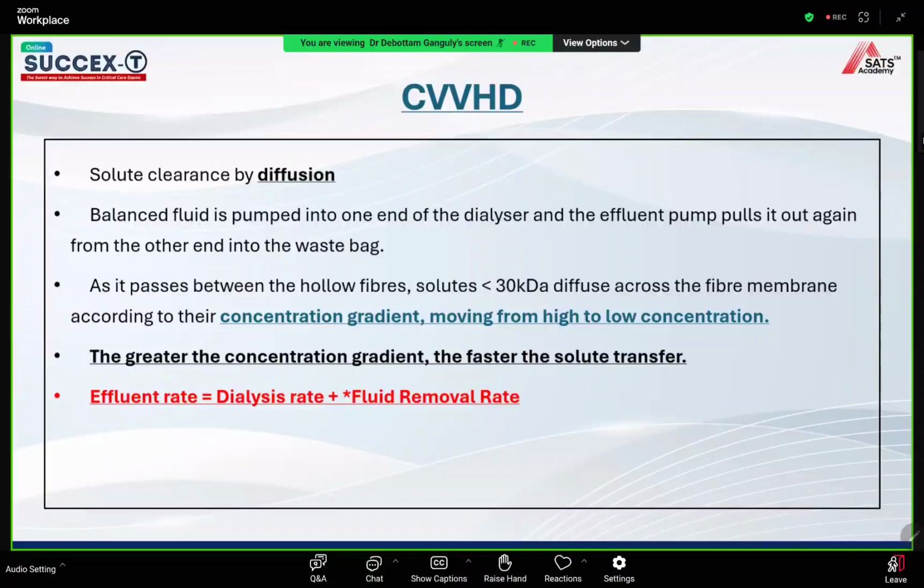As it passes through the hollow fibers, solutes less than 30 kilodalton diffuse across the fiber membrane according to their concentration gradient, moving from higher to lower concentration. The greater the concentration gradient, the faster the solute transfer.